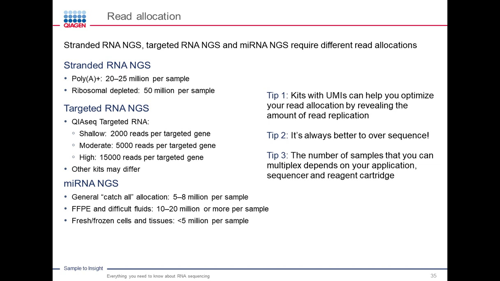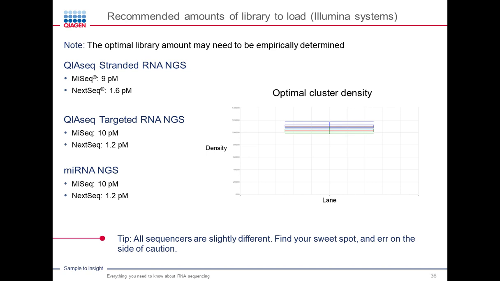Tip 3, the number of samples that you can multiplex depends on your application, your sequencer, and your reagent cartridge. Now, I know sometimes this goes without saying, but importantly, make sure that you know all the moving parts when you're considering what number of samples to sequence together. For example, MiSeq is a great sequencer, but you only have about 30 million reads. So if you have 10 FFPE samples, probably it's best to use a sequencer with a higher capacity, such as a NextSeq.